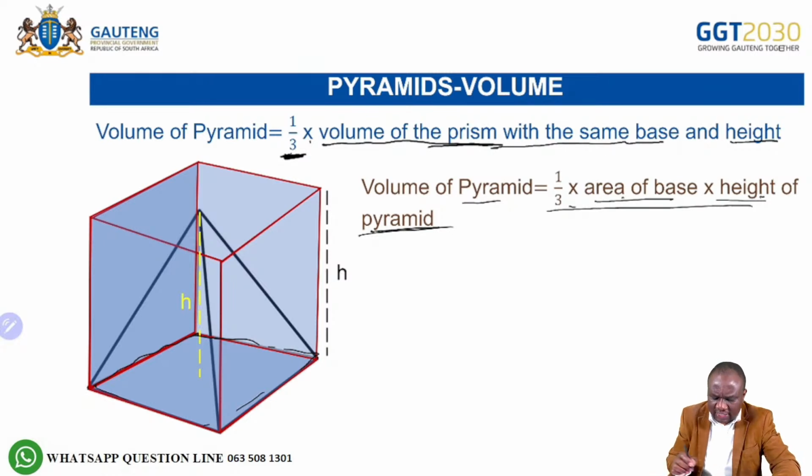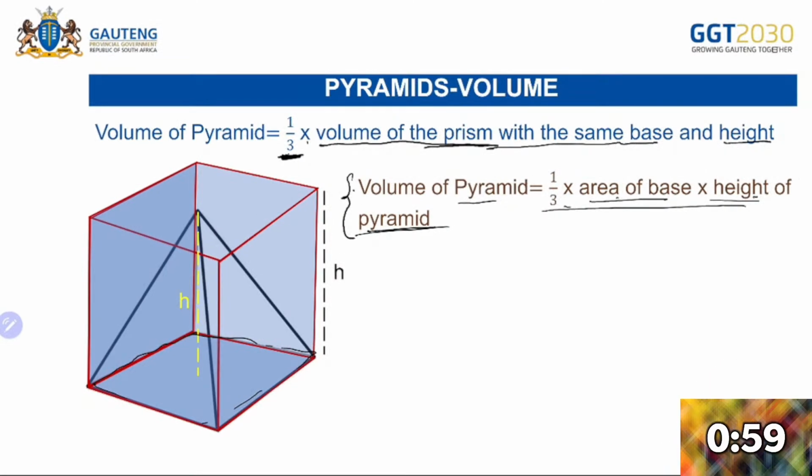Let's write this formula. I'll give you 1 minute. Then after that, we'll do an activity. 1 minute. Copy the formula. Just the formula. It's fine.